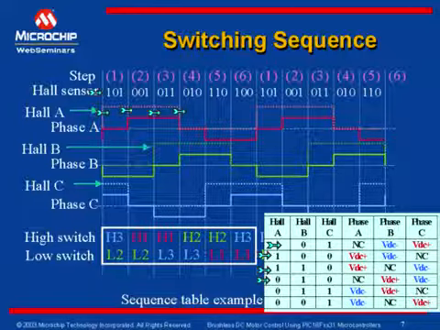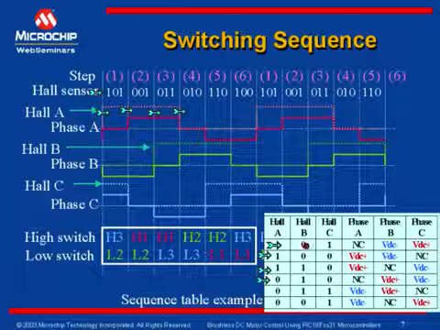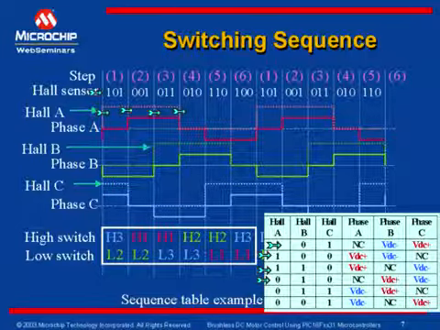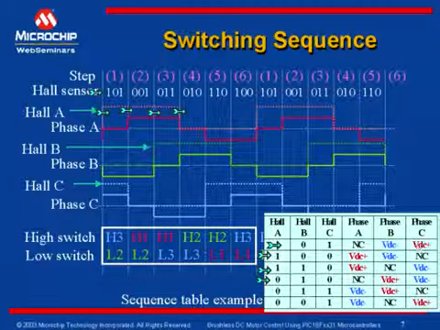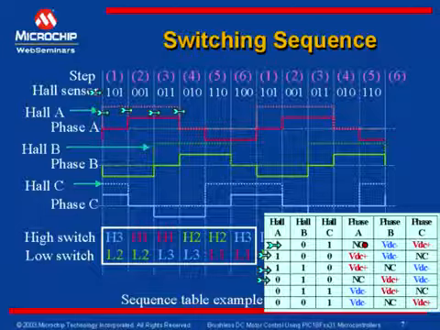Considering the first step where the Hall sensor input is 1, 0, 1. Here Hall A is 1, Hall B is 0, and Hall C is 1. The switching sequence says that phase C should be connected to the positive of the DC bus, and phase B should be connected to the negative of the DC bus, and phase A should be left open.